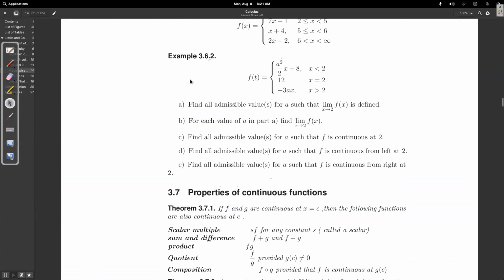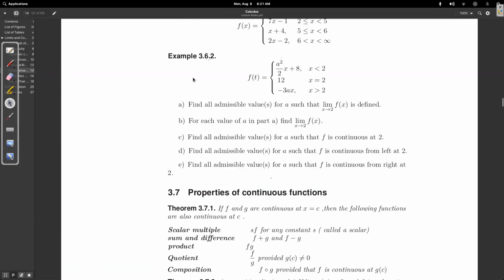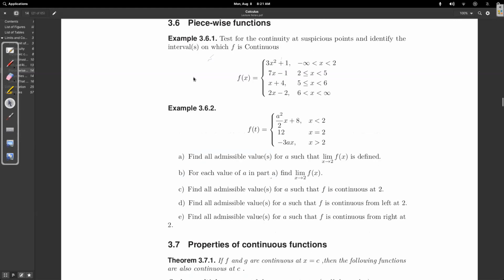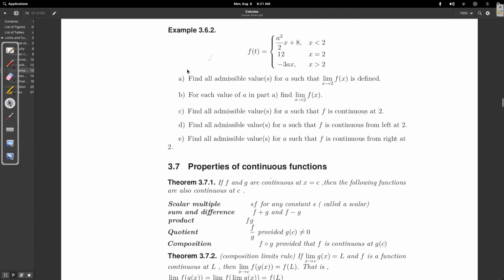I'll do this part. I'll do this part first, okay?